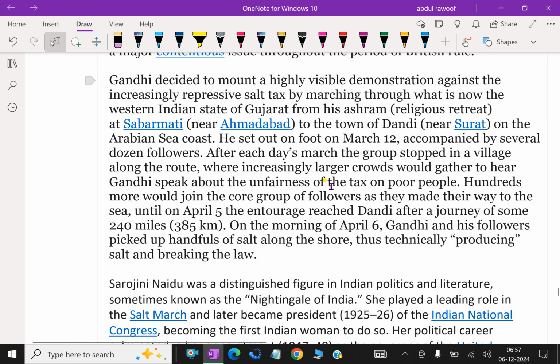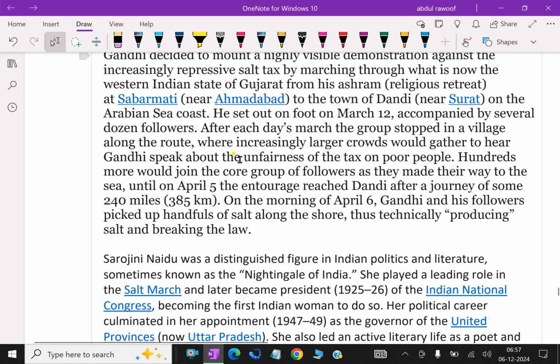After each day's march, the group stopped in a village along the route where increasingly larger crowds would gather to hear Gandhi speak about the unfairness of the tax on poor people. Hundreds more would join the core group of followers as they made their way to the sea, until on April 5, the entourage reached Dandi after a journey of some 240 miles, nearly 385 kilometers. On the morning of April 6, Gandhi and his followers picked up a handful of salt along the shore, thus technically producing salt and breaking the law.